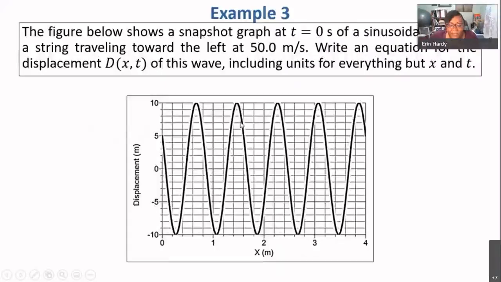So we have knowledge of what this wave looks like at exactly one point in time, just t equal to 0 seconds. It is traveling toward the left at a speed that we know. We're trying to write a displacement function that has units and values for everything except our two variables, position along the x-axis and the time, lowercase t.